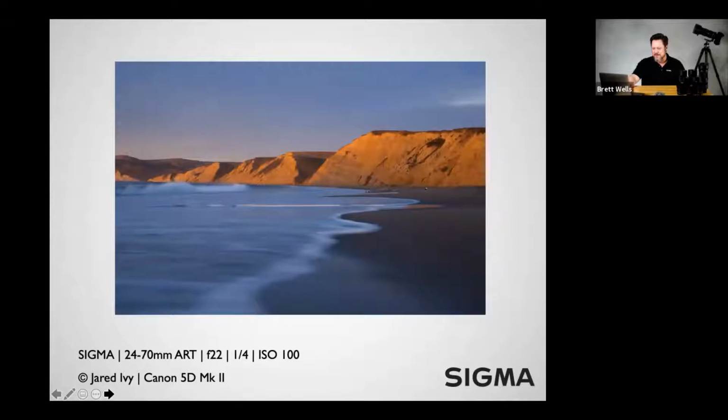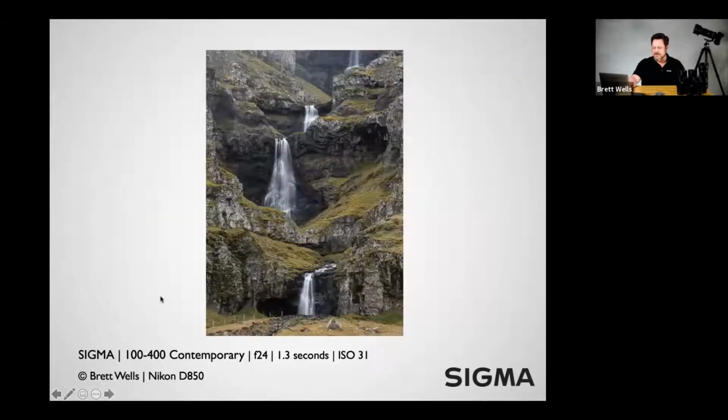I know it's not a waterfall, but I put this in there just so you could see what 1/4 of a second does to the motion of water. So motion in a frame has a lot to do with the lens that you choose, how big the subject is in the frame, and obviously how fast the water is moving. And we'll talk about settings and those types of things as well.